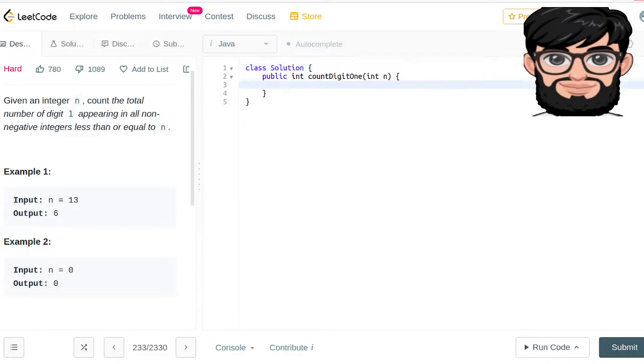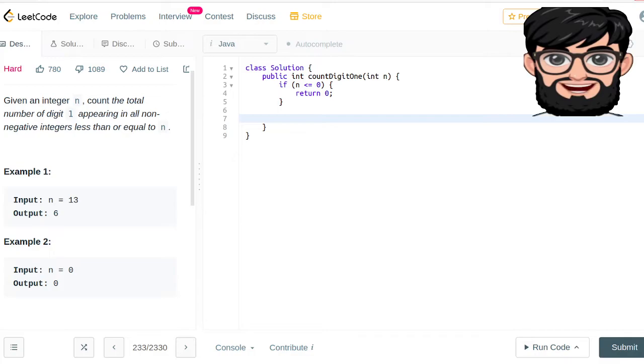So for this one, what we're gonna be doing here is a sanity check: what if the n is less than or equal to 0, right? If the n is less than or equal to 0, we're just gonna return 0.